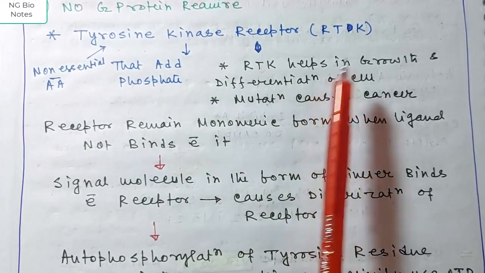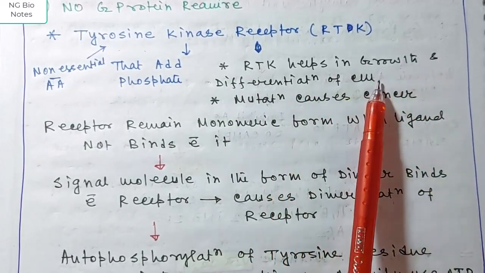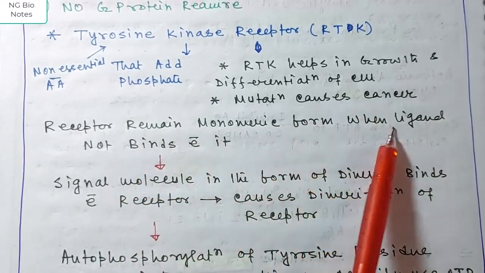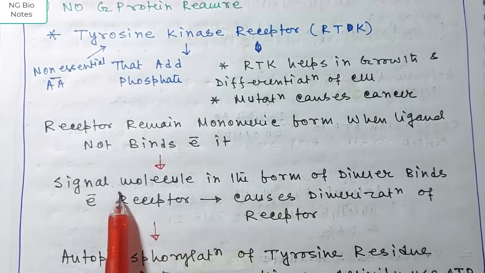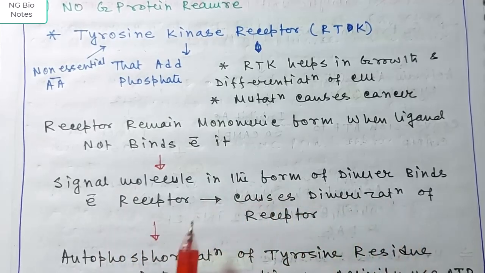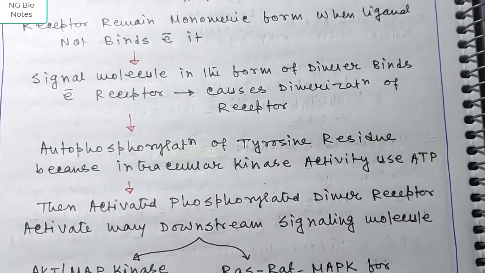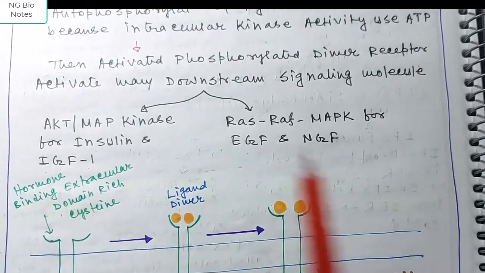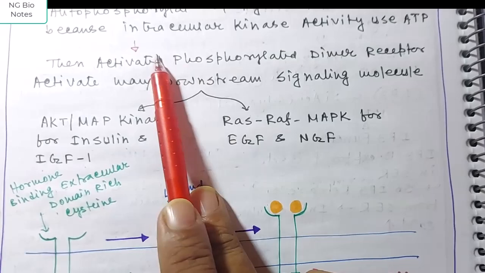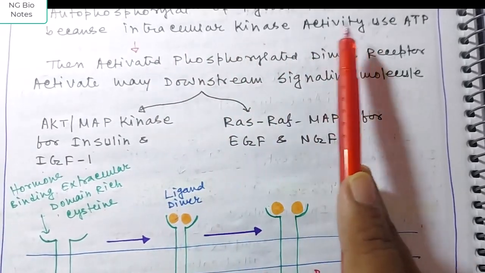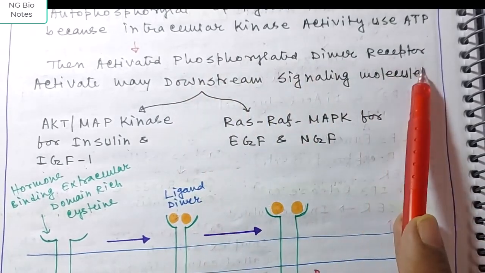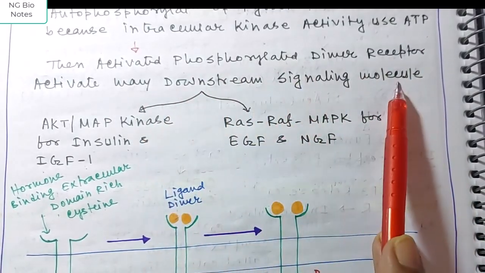The receptor tyrosine kinase helps in growth and differentiation of cells, and mutation causes cancer. The receptor remains in monomeric form when the ligand is not bound to it, and the signal molecule in the form of a dimer binds with this receptor and causes dimerization of the receptor. The ligand always binds with this receptor in dimeric form. Then autophosphorylation of the tyrosine residues gives intracellular kinase activity, and these use ATP. Then the activated phosphorylated dimer receptor activates many downstream signaling molecules.